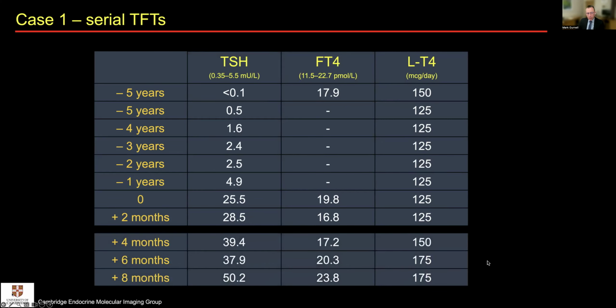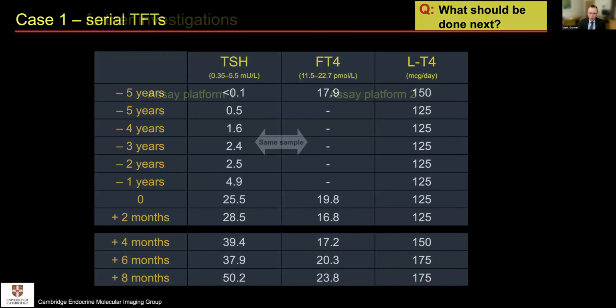In fact, the GP had actually changed the thyroxine dose, gradually up-titrating this, but unfortunately, this had no effect on the TSH, which, if anything, was climbing further. But as you can see, the free T4 level was actually also rising, and indeed, by the time the patient was referred to our service, they had overt features of thyrotoxicosis. So the question is, what should be done next?